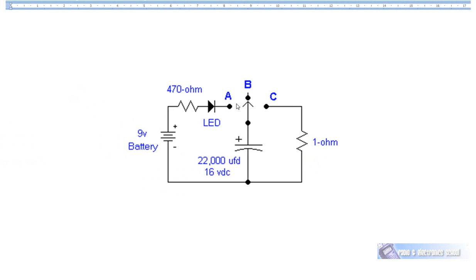I've thrown the switch from A to B. The capacitor is now fully charged. It has 9 volts across it because it was connected to A. It charged up slowly to the 9 volts of the battery. So in position B, this capacitor has 9 volts across it. It can't discharge because there is no complete circuit.